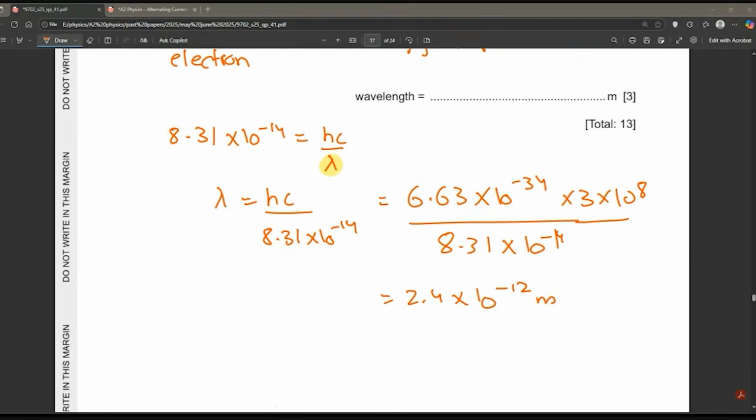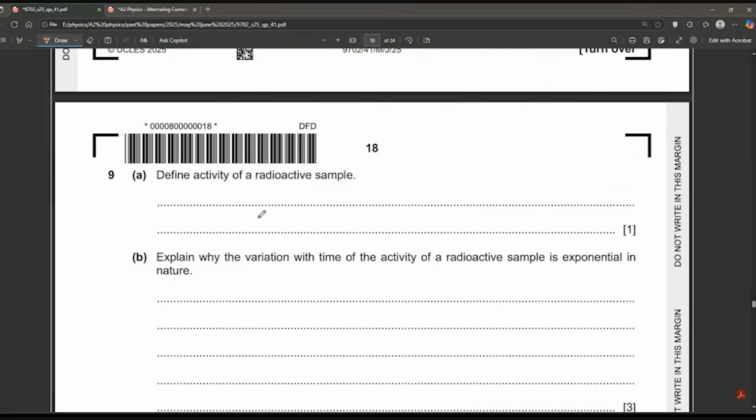This is clear to everyone in the chat. And 2.4, 2.39, whatever you want to write, both are acceptable till two significant figures or three significant figures. Clear है ये बात? आगे बढ़े? Yes or no? हाँ जी.